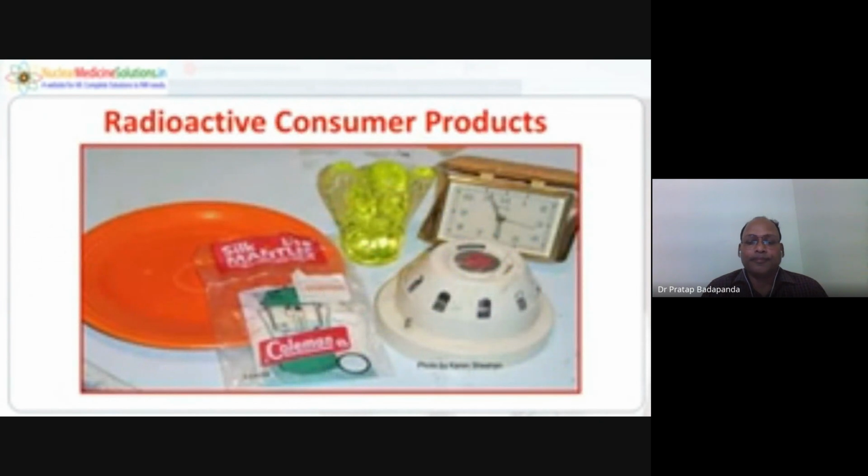Now see radioactive consumer products. We all know smoke detectors and watches. What happens? They have radioactivity and it shines. Very small amounts of radioactive materials are used in these products, which are called consumer products, which don't cause any kind of harm, but are very useful for our day-to-day work.